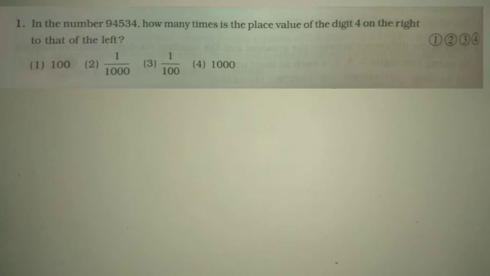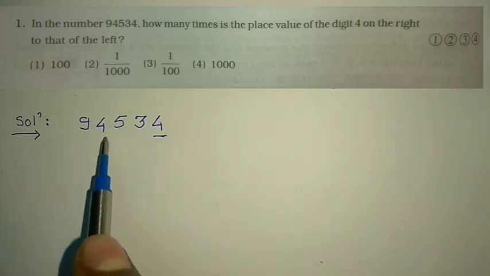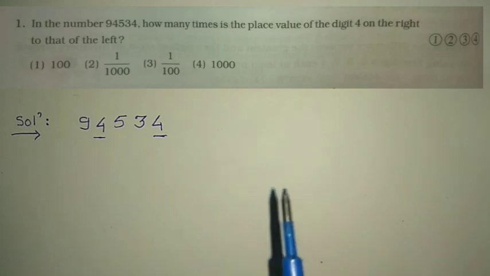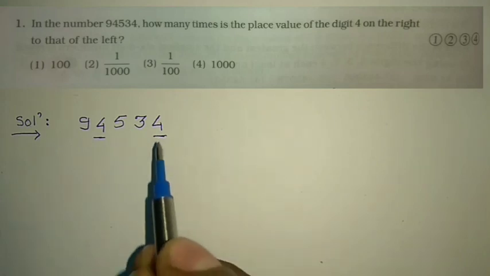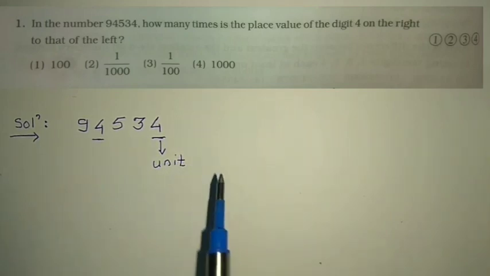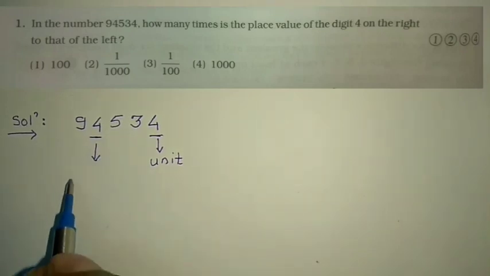So first you have to understand the question. Question is in the number 94534. So how to solve this question? First write the number. So our number is 94534, in which this 4 is written at the right side and second 4 is this, left side. So what is the place value of this 4 which is written at the right side? Yes, this 4 is at unit place. And this 4 is unit, 10, 100 and 1000. So this 4 is at which place? 1000 place.